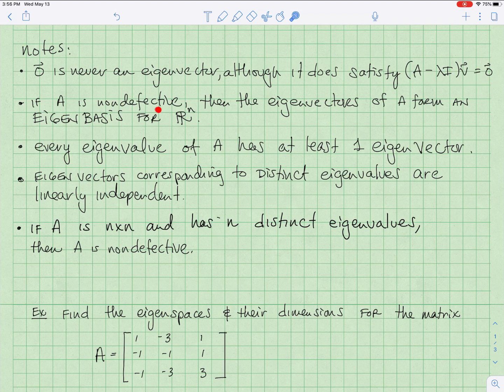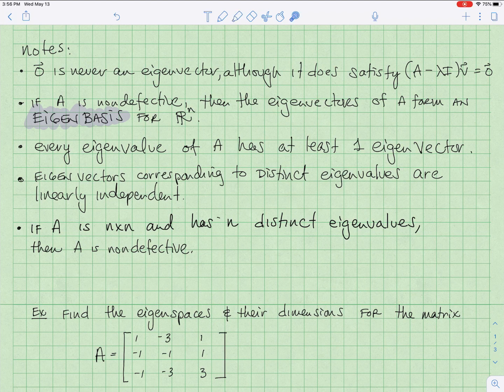If A is non-defective, then the eigenvectors of A form what's called an eigenbasis for Rn. So let's talk about that. If A is non-defective, we know that it has n linearly independent eigenvectors, and Rn has dimension n, so that's going to form a basis. And not only is it a basis, it's a basis constructed out of eigenvectors, so we give that a special name. We call it an eigenbasis. So let's make that special by highlighting it, an eigenbasis. Maybe that should have been another definition, but it's simply a basis created from eigenvectors.